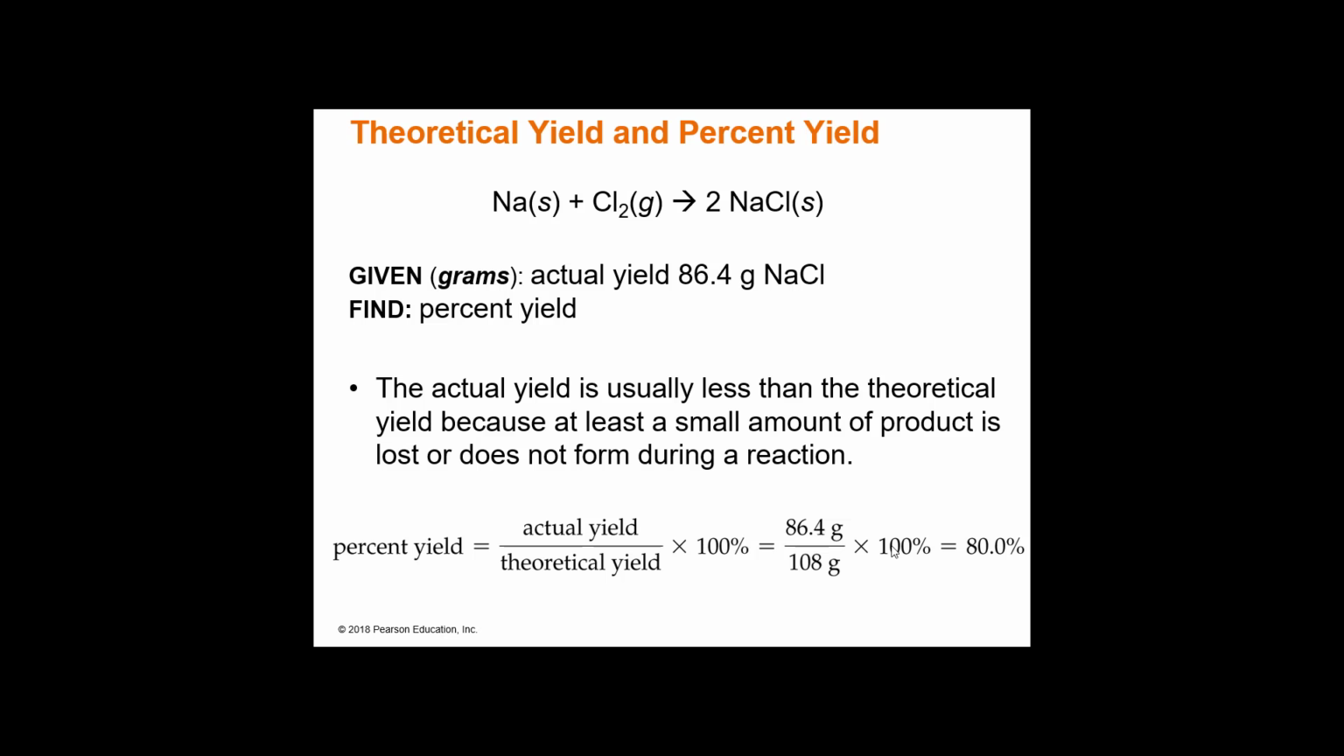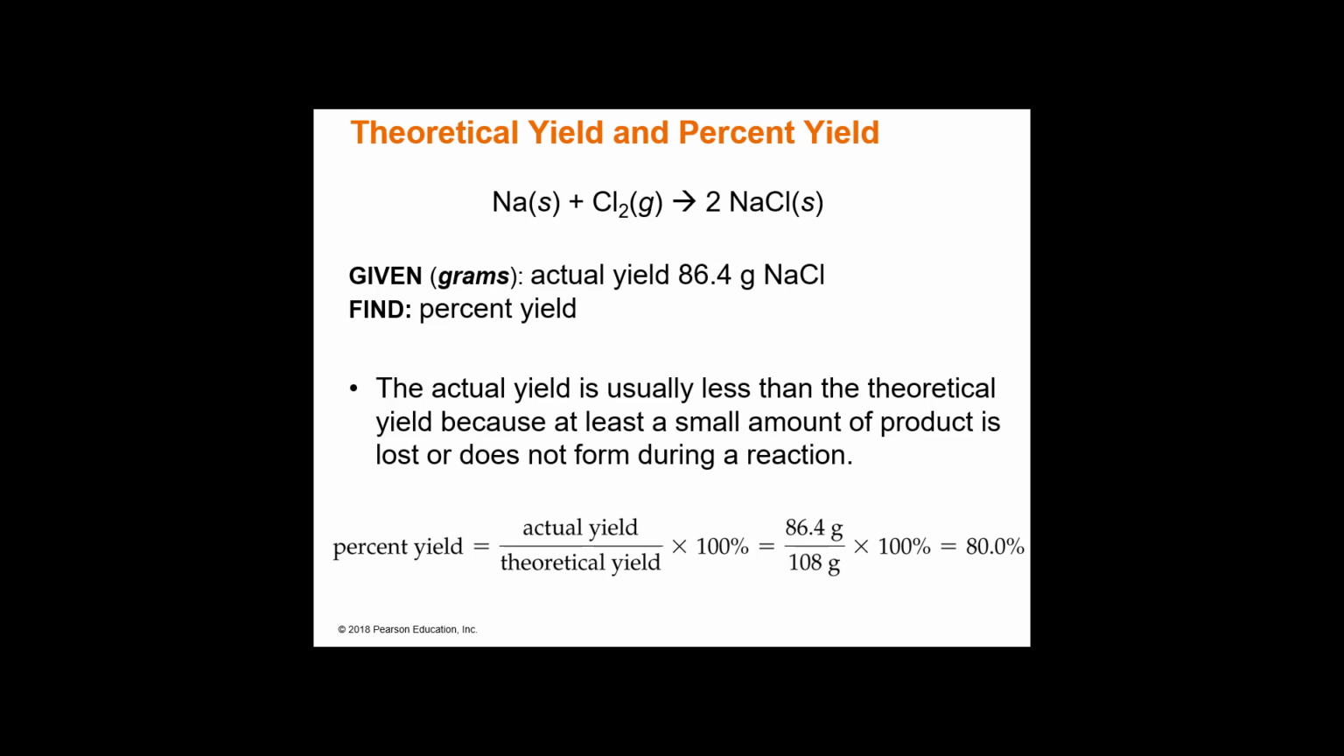So in this set of the problem, you're given the actual yield. Actual is physical. Remember, we're not doing this in the lab, so you will never be able to determine the physical. You'll only be able to determine the theoretical. So in this case, now you're being asked for the percent yield.